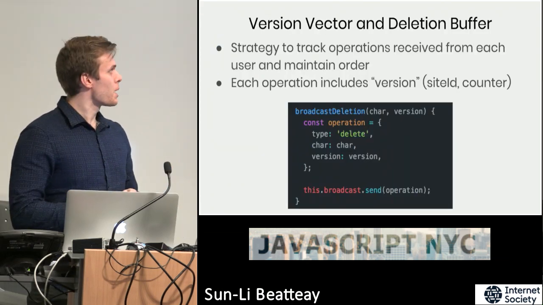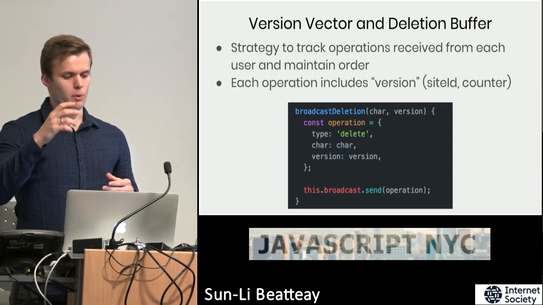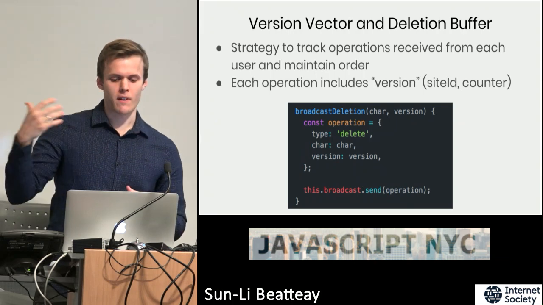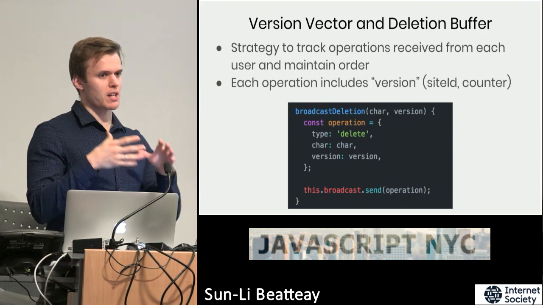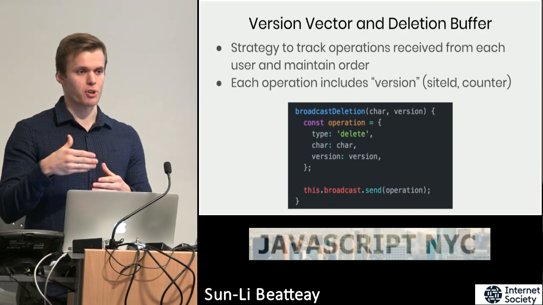And it sounds fancy. Basically, each user has a hash table. The keys are going to be the IDs of the users they're collaborating with, and the values are going to be the most recent operation they've seen. So every operation has a version, basically a number, the counter of which operation that was.